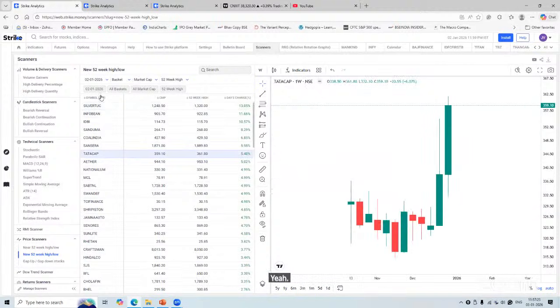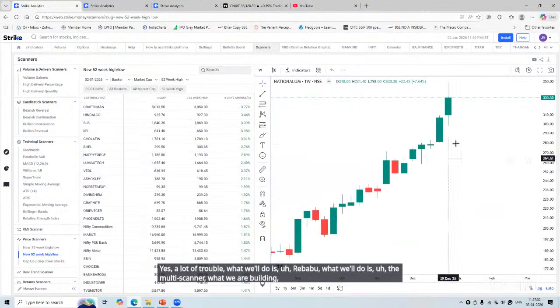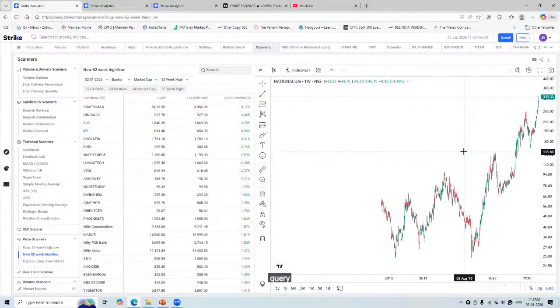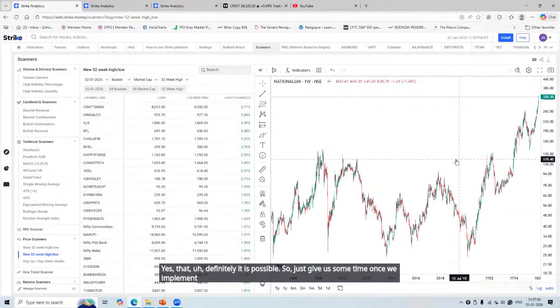Yes, I understand, Haribabu. What we'll do is, the multi-scanner that we are building, you will be able to query all this. Yes, that definitely is possible. So just give us some time. Once we implement that, we'll let you know.